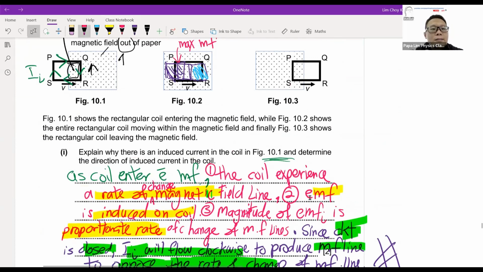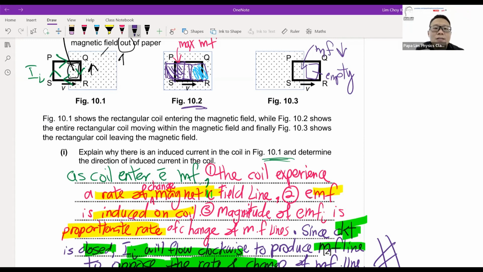Now, while exiting, students, you have to take note that this part is exiting, so this is empty. Empty means that just now at 10.2, the field lines inside the whole coil PQRS were at maximum. But now while PQRS is exiting, the number of field lines inside the coil is decreasing. So just now it was maximum, now it is decreasing. So now there is a rate of change of magnetic field lines.